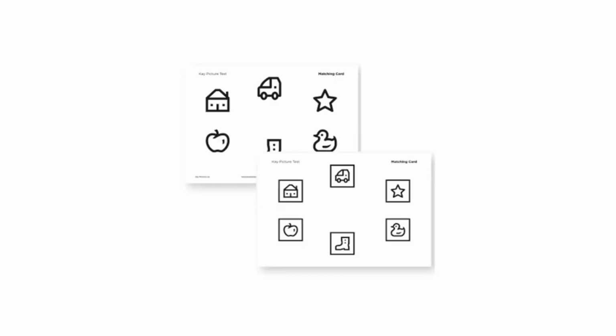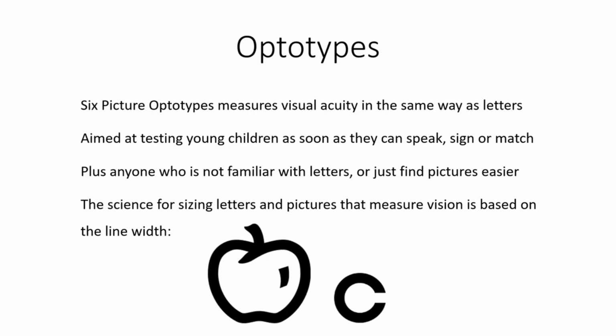The chart comes with this double-sided card to practice naming the pictures before testing, or it can be used to point and match the same picture during testing. These 6 picture optotypes have been designed to be easily recognisable and be named by very young children. Research has shown that these pictures measure very similar levels of vision to letters and can be used to test vision as soon as a child can speak, sign or match.